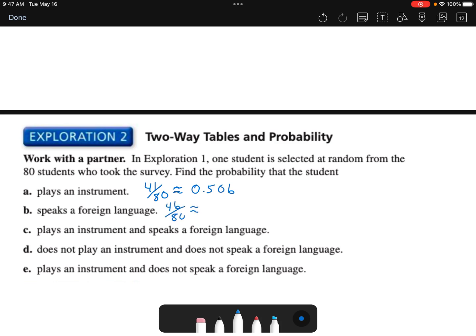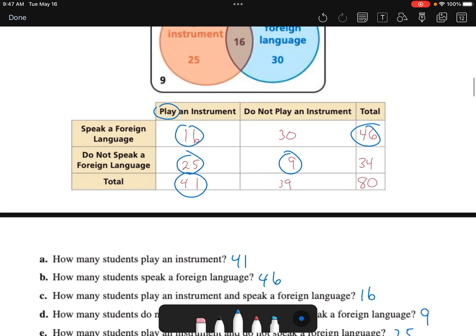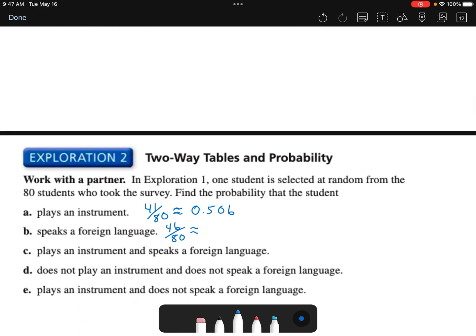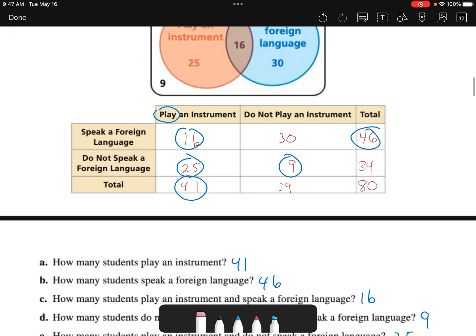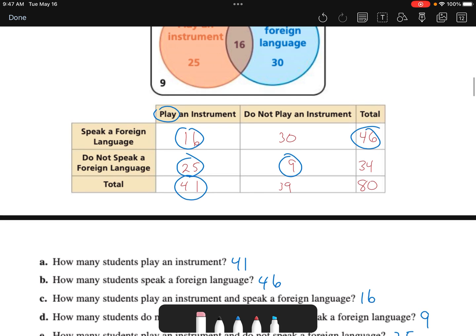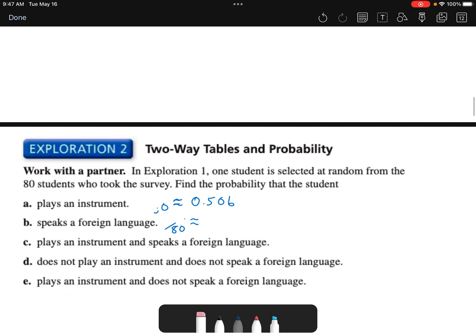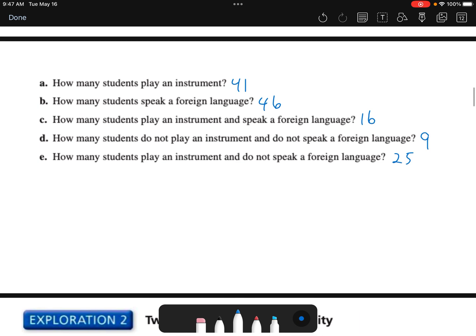How about speak a foreign language? Well, I believe we had 46, did we not? Oh, sorry, 41, I messed this up. Hold on a second. How many play an instrument? Yeah, 41. How many speak a foreign language? Yeah, 46. That was right. So this is 41 out of 80, and this is 46 out of 80. So that's 0.575.